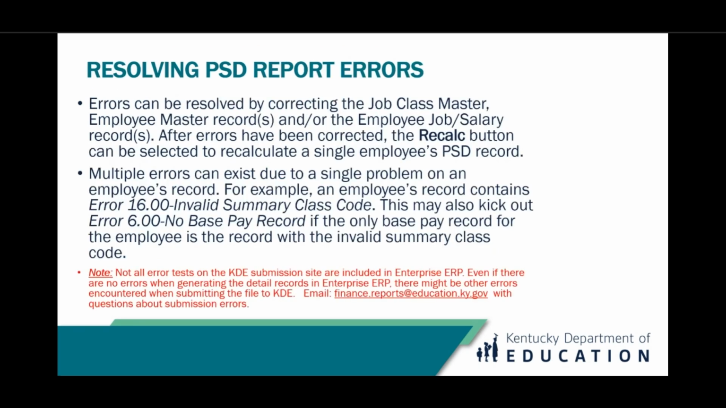So resolving PSD report errors. Errors can be resolved by correcting the job class master, employee master records, and/or the employee job salary records. After errors have been corrected, the Recalc button can be selected to calculate a single employee's PSD record. So that's important to remember. Recalc is for one individual employee. If you've updated something in Job Class Master or the Employee Master record for an individual employee, you can do a recalc and just choose that employee. It'll look like you're generating the report again, but you should only have one record, for one individual, or two if they could have more than one record.